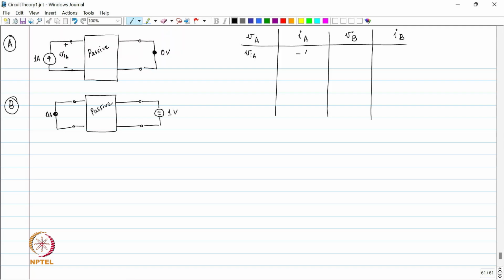Minus 1 ampere. Okay, same direction as the voltage. Be careful, the current has to be the same direction as the voltage. Then the second circuit element in experiment A, the voltage is 0 volt and the current, which way do you want to push the current? Downwards or going into the network? Let us go into the network. Let us call this I 2 A.